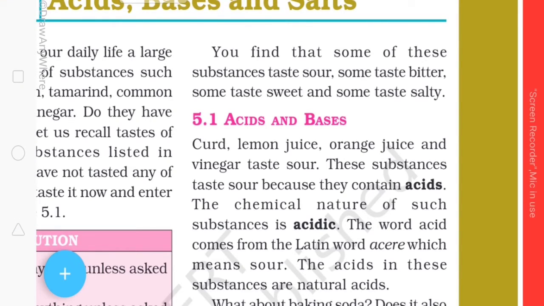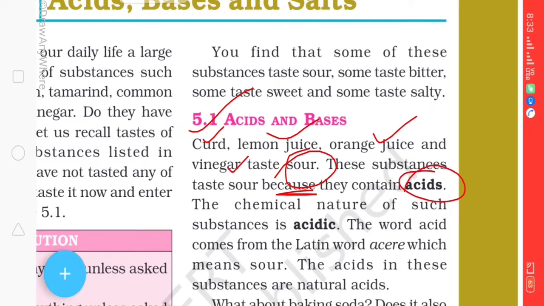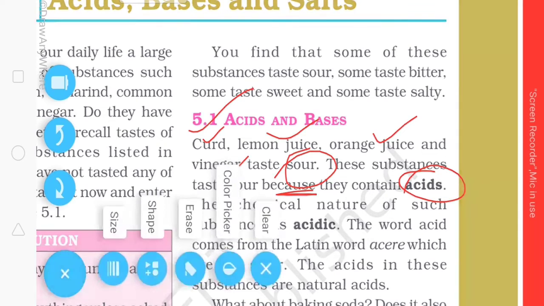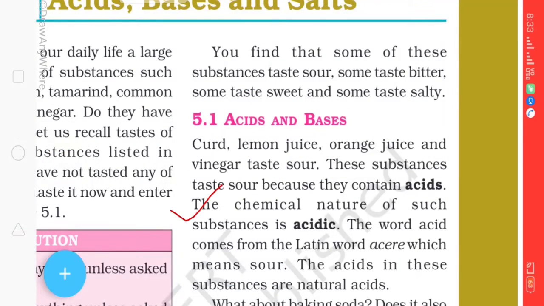For that we need to know about acids and bases. Curd, lemon juice, orange juice and vinegar taste sour. These are some examples. So why do these substances taste sour? Because they contain acids. The chemical nature of such substances is acidic.